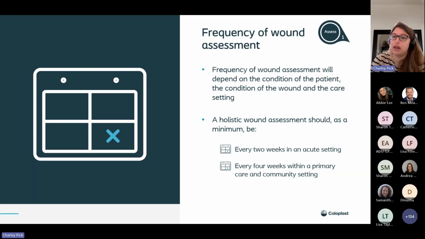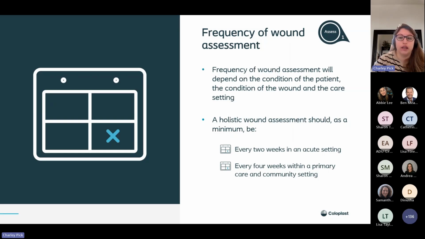Frequency of wound assessment will really depend on the condition of your patient and the condition of the wound and the care setting that they're in. So a holistic wound assessment should be, as a minimum, every 2 weeks in the acute setting and every 4 weeks with a primary care and community setting. And the difference between those is, in the acute setting, people generally tend to be acutely unwell, and as they get the treatment that they need, their condition improves. So they will need more frequent holistic assessments.